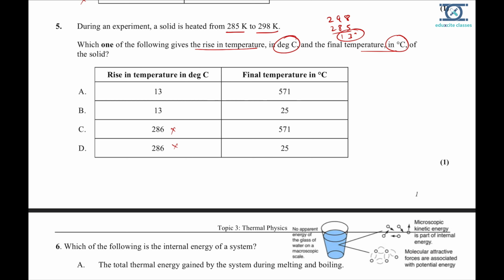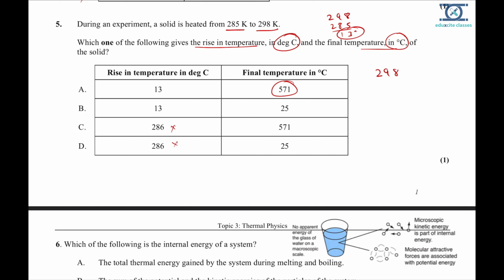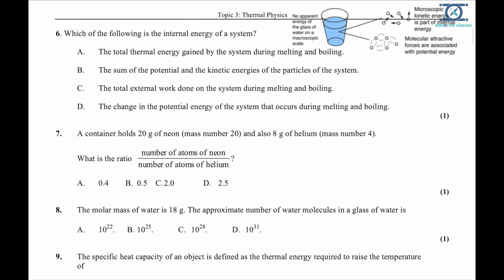So these are incorrect. Now in Celsius, again it cannot be so much, because 298 minus 273 will give you the answer, that is 25 degrees Celsius. So the final temperature in Celsius is 25 degrees Celsius. Option B.